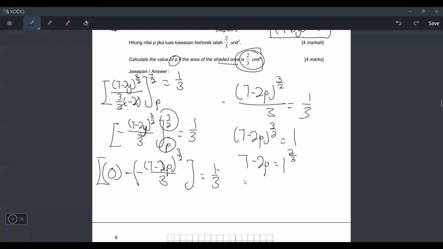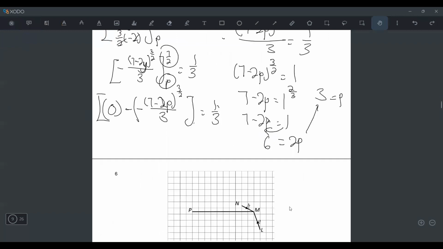And what is 1 power 2 over 3? Okay, remember 1 power anything is 1. Because 1 is a special number. Doesn't matter 1 power berapa pun, you will still end up with 1. So now negative 2p move here becomes 2p. 7 minus 1 is 6. So p is equals to 3. Right? So that should be the final answer.